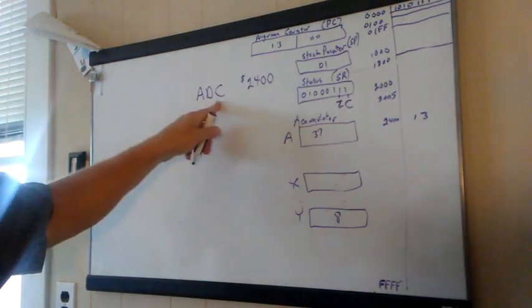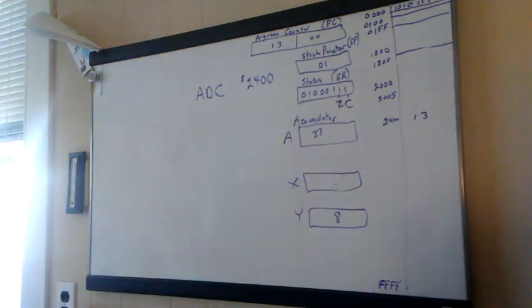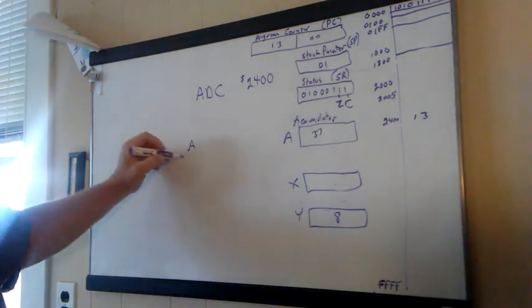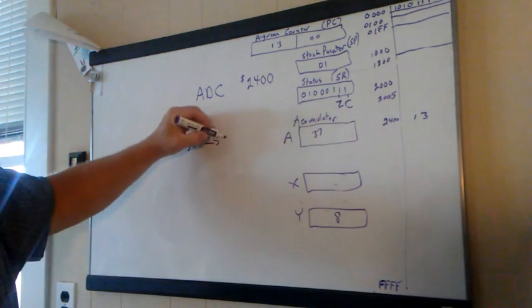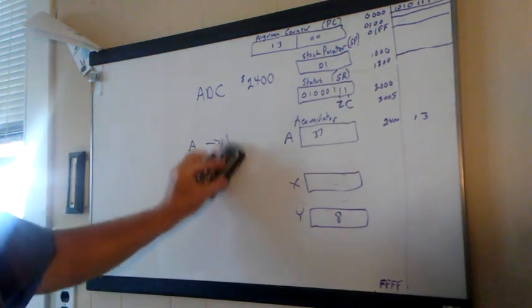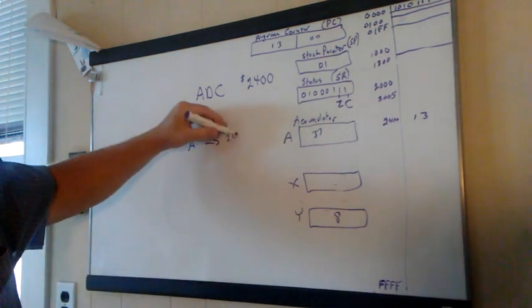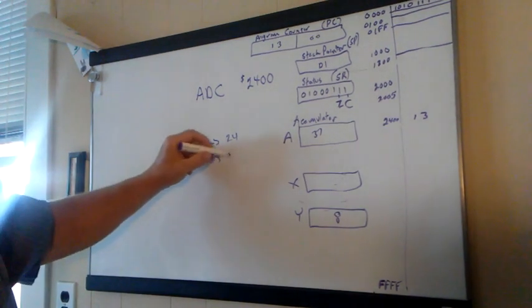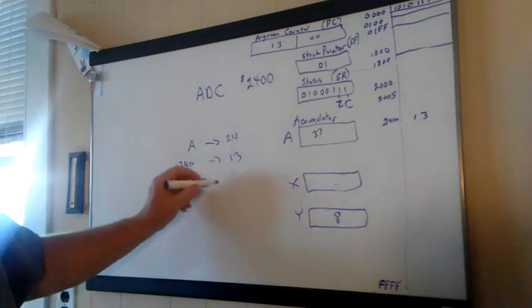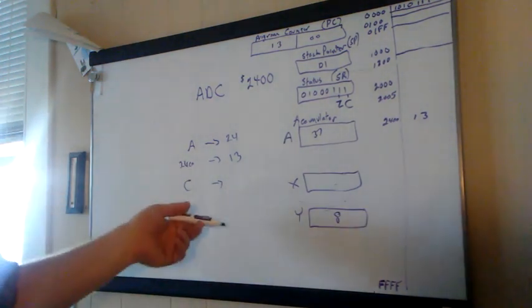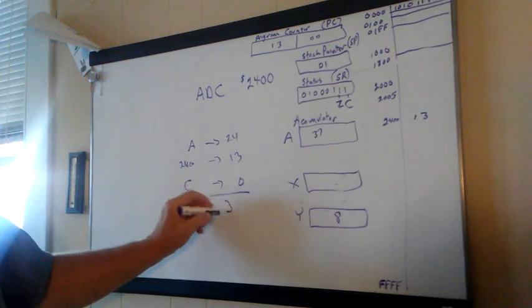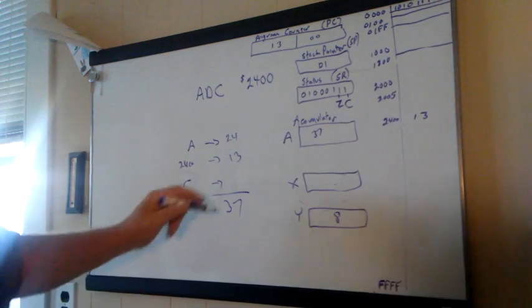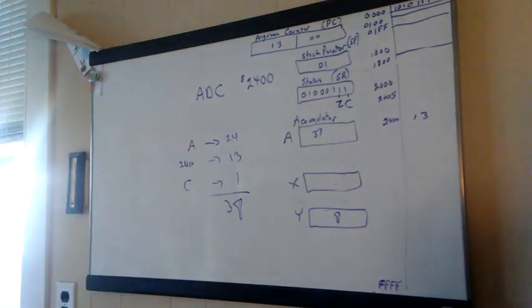Now, it's called add with carry because it also pulls in the carry flag. So it's actually adding the value of A, the value at 2400, and the value of the carry flag. The value of A goes in, which was 24 before. If the carry flag was zero, it gets added up and the accumulator becomes 37. If the carry flag was 1, which are the only possibilities, then the accumulator is going to have 38.